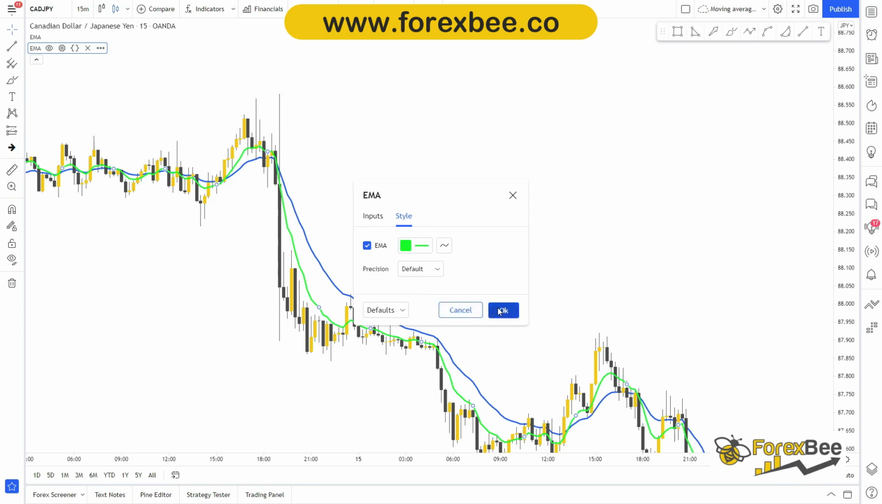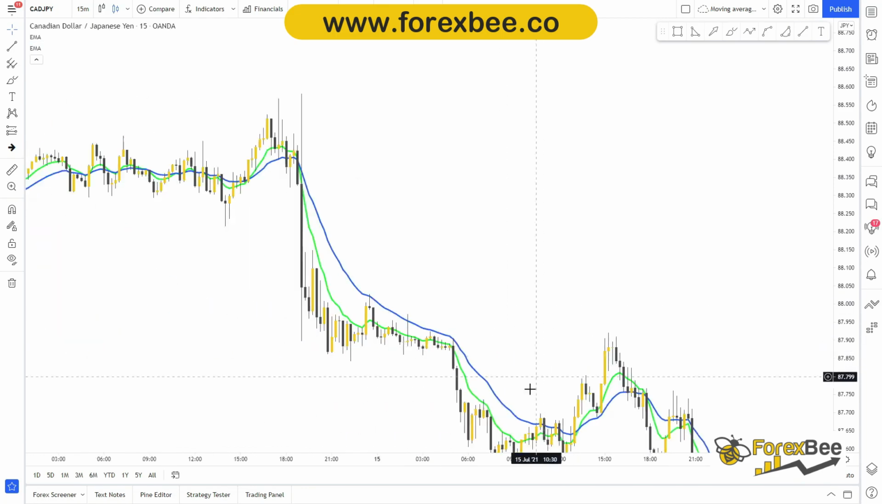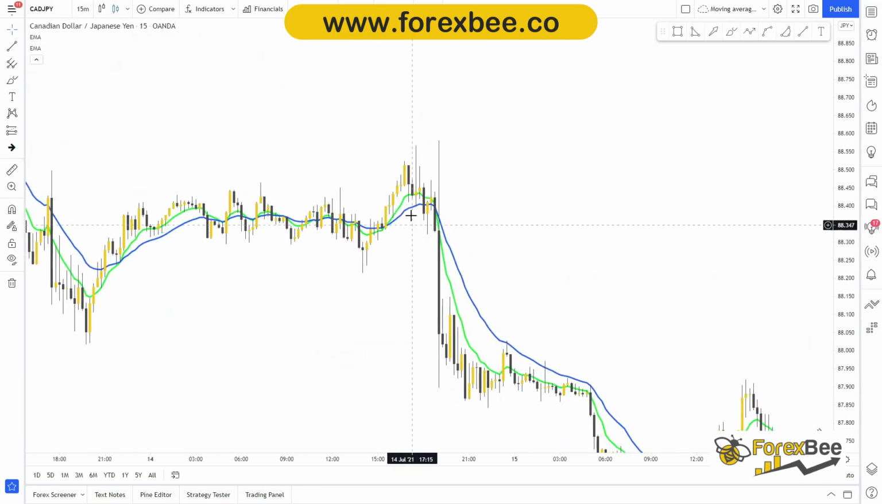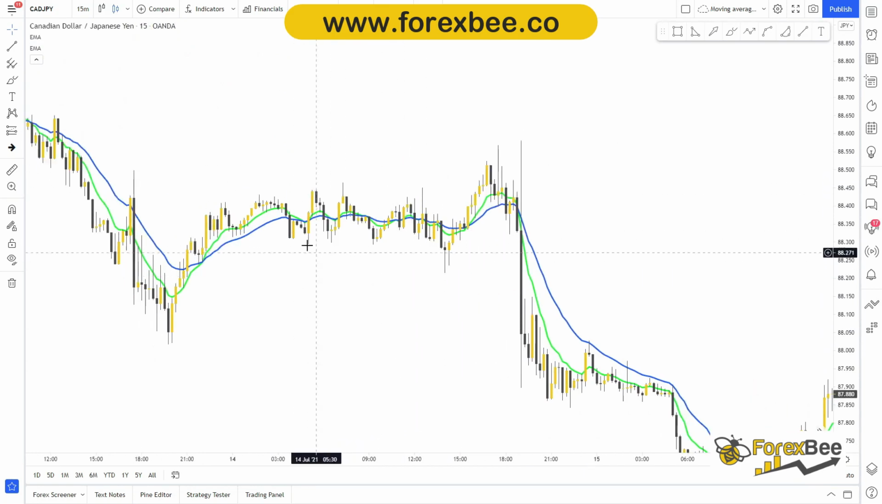Now if I come here, you can see that the trend reversal started from here. There was a range going on, and it pulled up a little bit, but then the trend got reversed. So here you can see that it is responding a bit quicker to the price change because it gives more weight to the most recent data points.